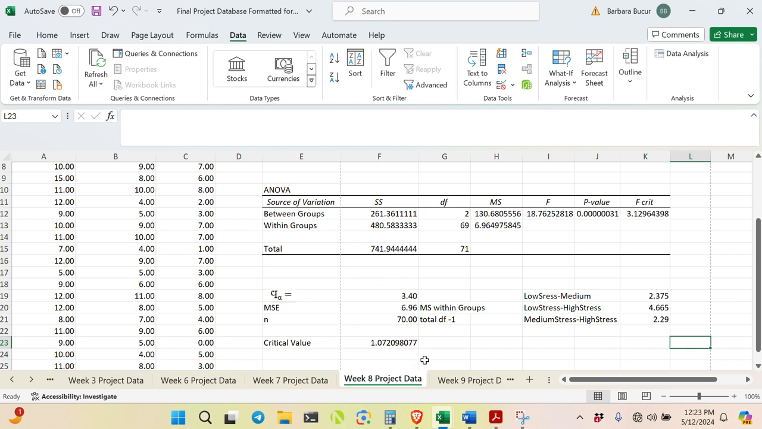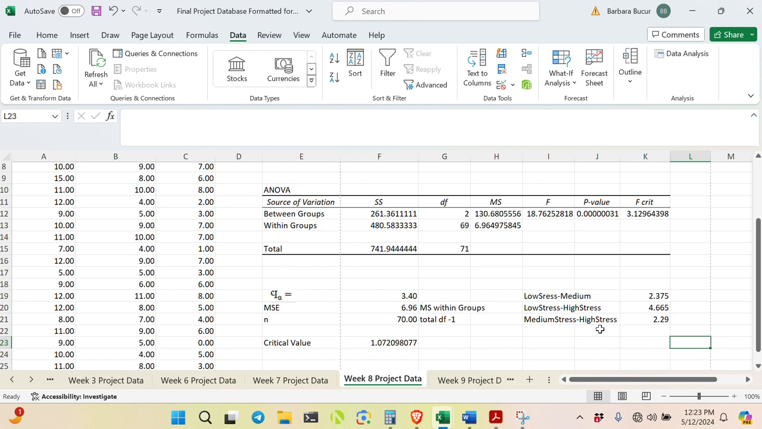So in order to be a significant difference, for example, between the low stress group and the medium stress group, the absolute value of this difference would have to be greater than the critical value. And you can see that 2.375 is greater than 1.07. And then the same thing with the low stress versus high stress. In fact, they're all greater than this. So there's a significant difference. So the low stress is significantly different than the medium stress. The low stress is significantly different than the high stress. Medium stress is significantly different than the high stress.